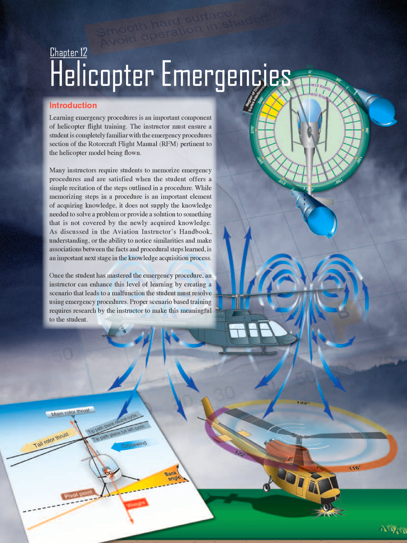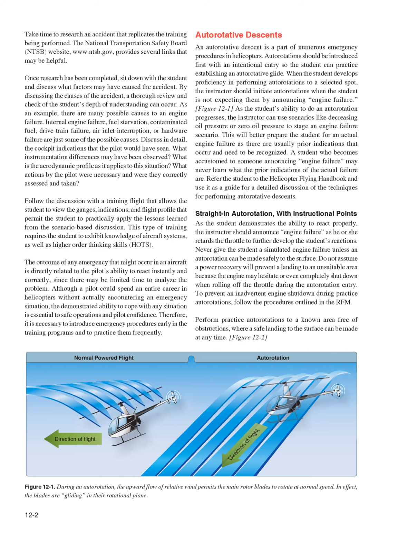Once the student has mastered the emergency procedure, an instructor can enhance this level of learning by creating a scenario that leads to a malfunction the student must resolve using emergency procedures. Proper scenario-based training requires research by the instructor to make this meaningful to the student. Take time to research an accident that replicates the training being performed. The National Transportation Safety Board (NTSB) website, www.ntsb.gov, provides several links that may be helpful.